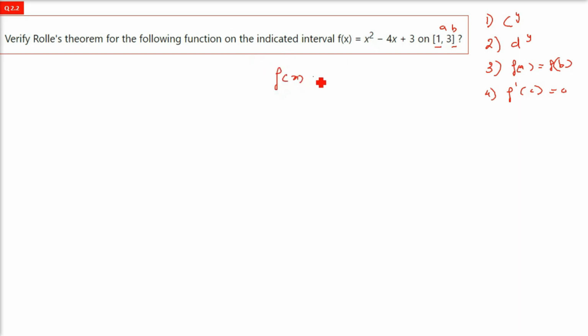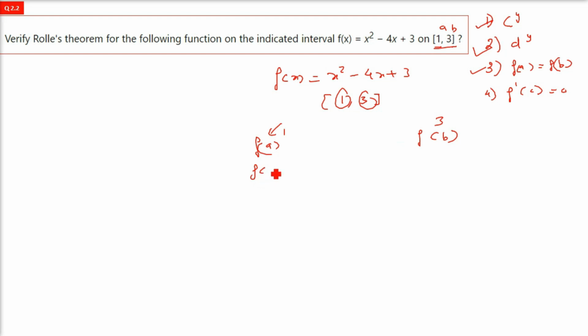So we have the function f(x) equal to x square minus 4x plus 3, and we know that this is a polynomial function. A polynomial function is continuous and also differentiable. So finally, the third thing we are going to implement is with 1 and 3. These are the endpoints of the domain given in this question. So we will try to find f(a) and f(b). As I just indicated, a is 1 and b is 3.